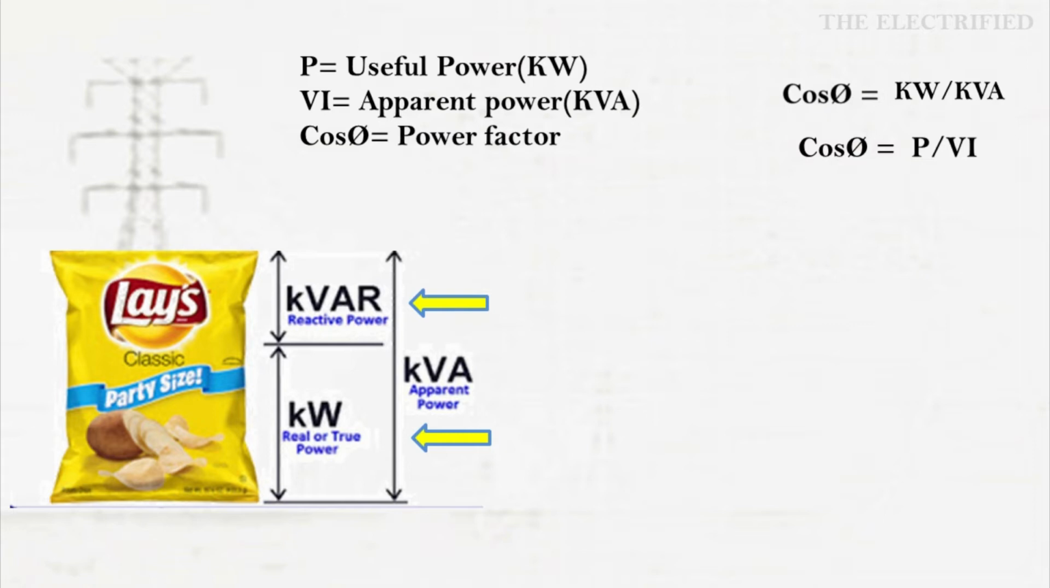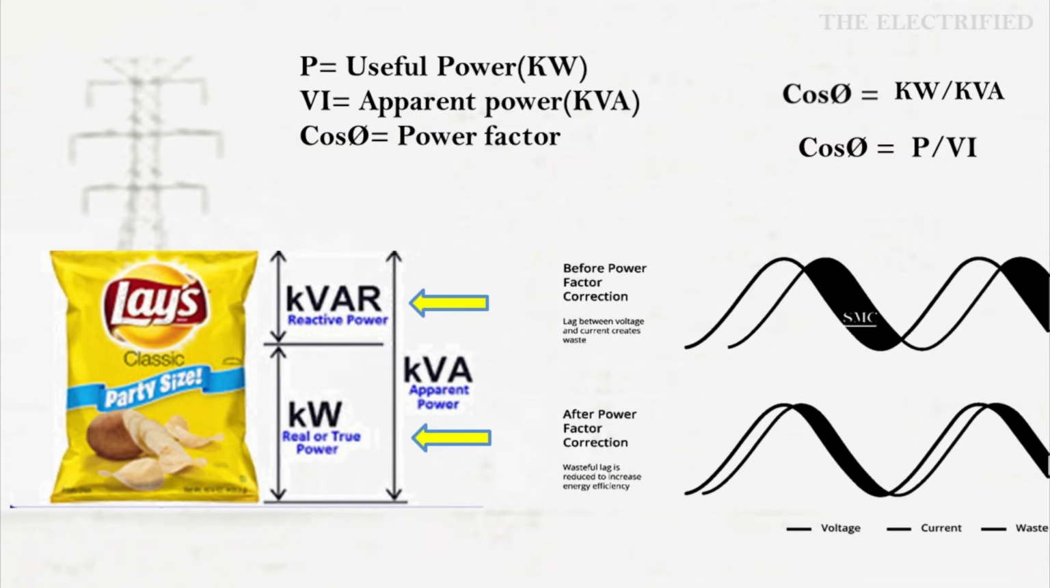And if kVAR increases, it increases the apparent power kVA and it leads to power loss and lower efficiency. Generally, losses in an equipment or in the industry are due to this factor. So we have to overcome these losses by increasing the power factor. That we can say by reducing the power factor angle.